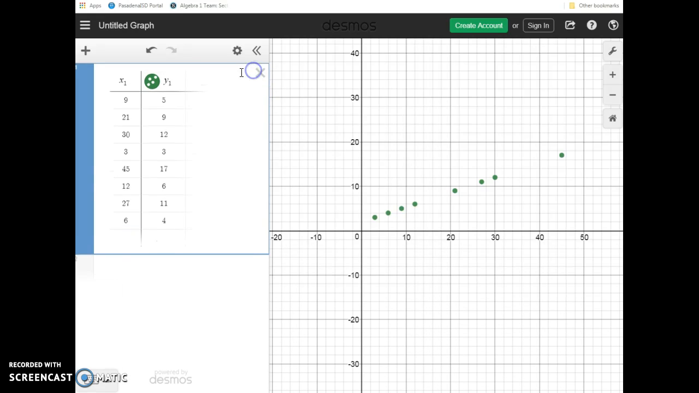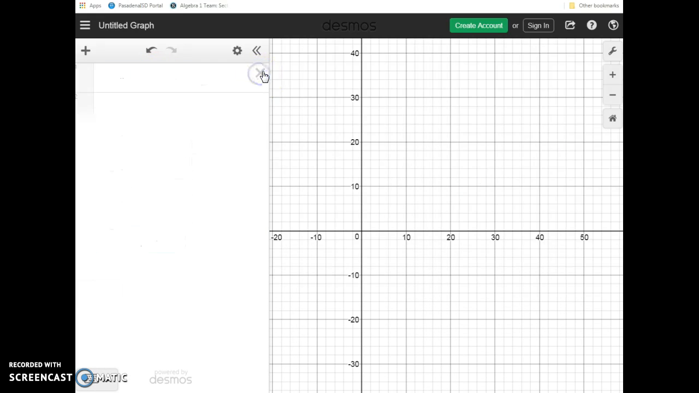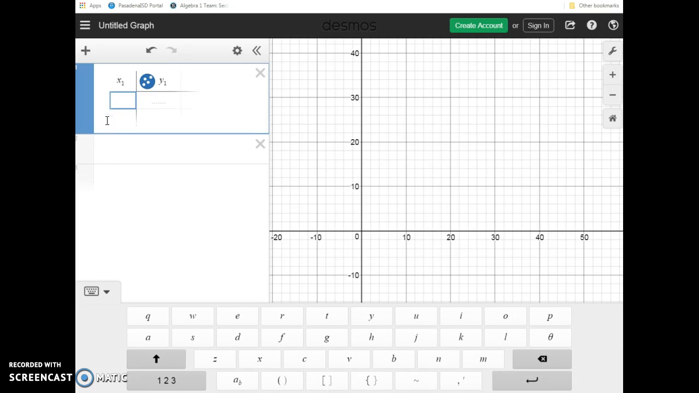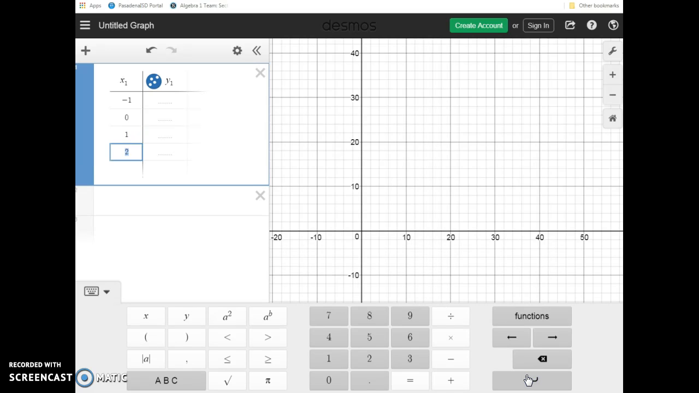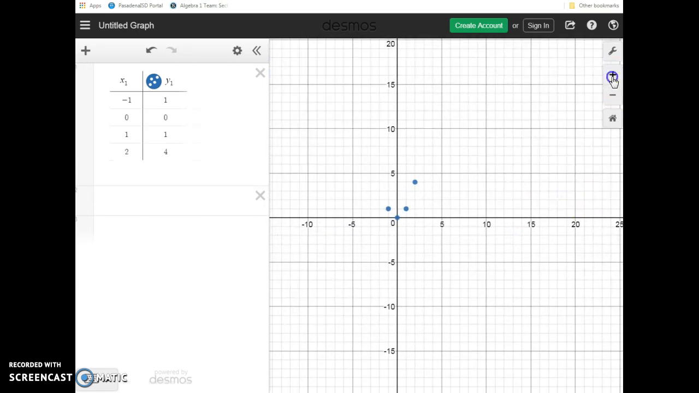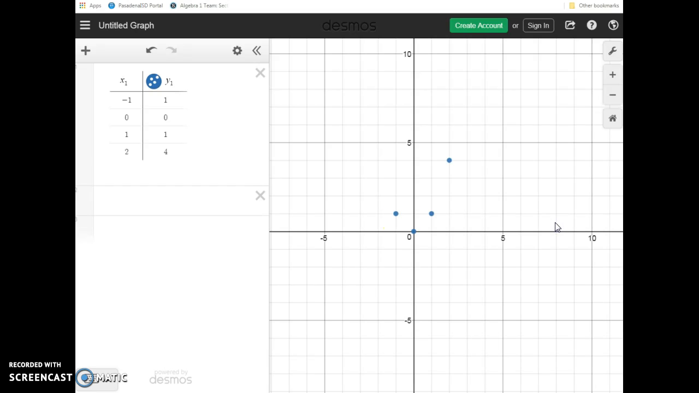So we're going to add a table. -1, 0, 1, 2. And on the other side, 1, 0, 1, 4. And you can zoom in. Okay, it has a curve, so it's quadratic.